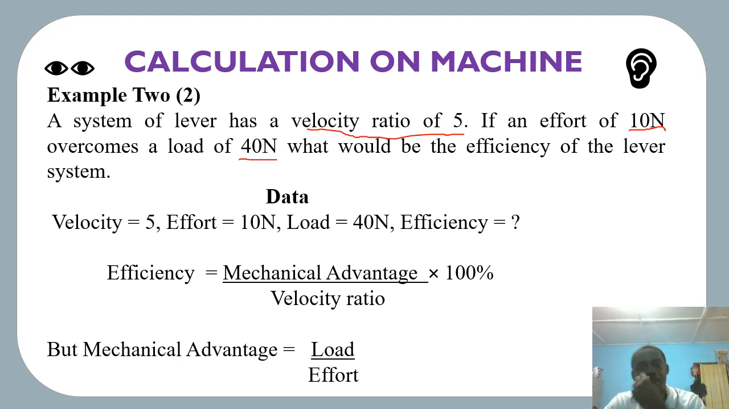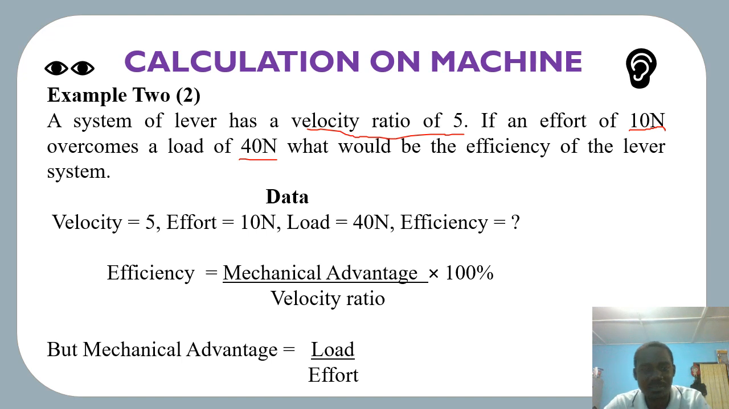Remember, concerning the efficiency, we are given two equations. The first one, as we learned from the previous slide, the energy output over input times 100. This one, we are using mechanical advantage over velocity ratio times 100% because those are the data that was given to us. We were not given any output and input, but rather we're given the effort and the load. Therefore, we can use that one to do the calculation.